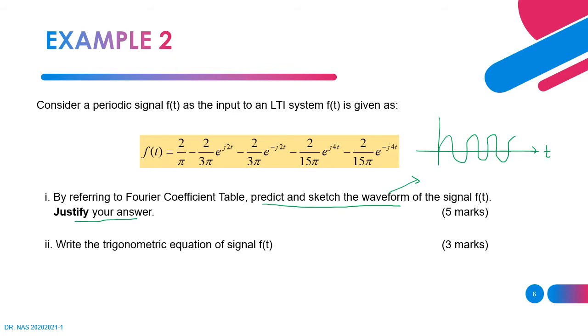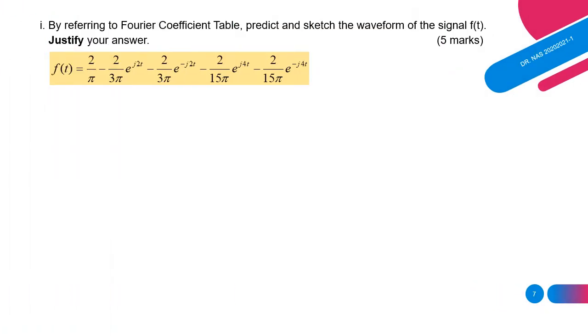Secondly, you need to write the trigonometric equation of signal f(t). The equation given is in exponential form, so you need to convert it into trigonometric form. Okay, let's look at how to solve the first question. By referring to the Fourier coefficients table, you need to predict and sketch the waveform. So let's look at the table.